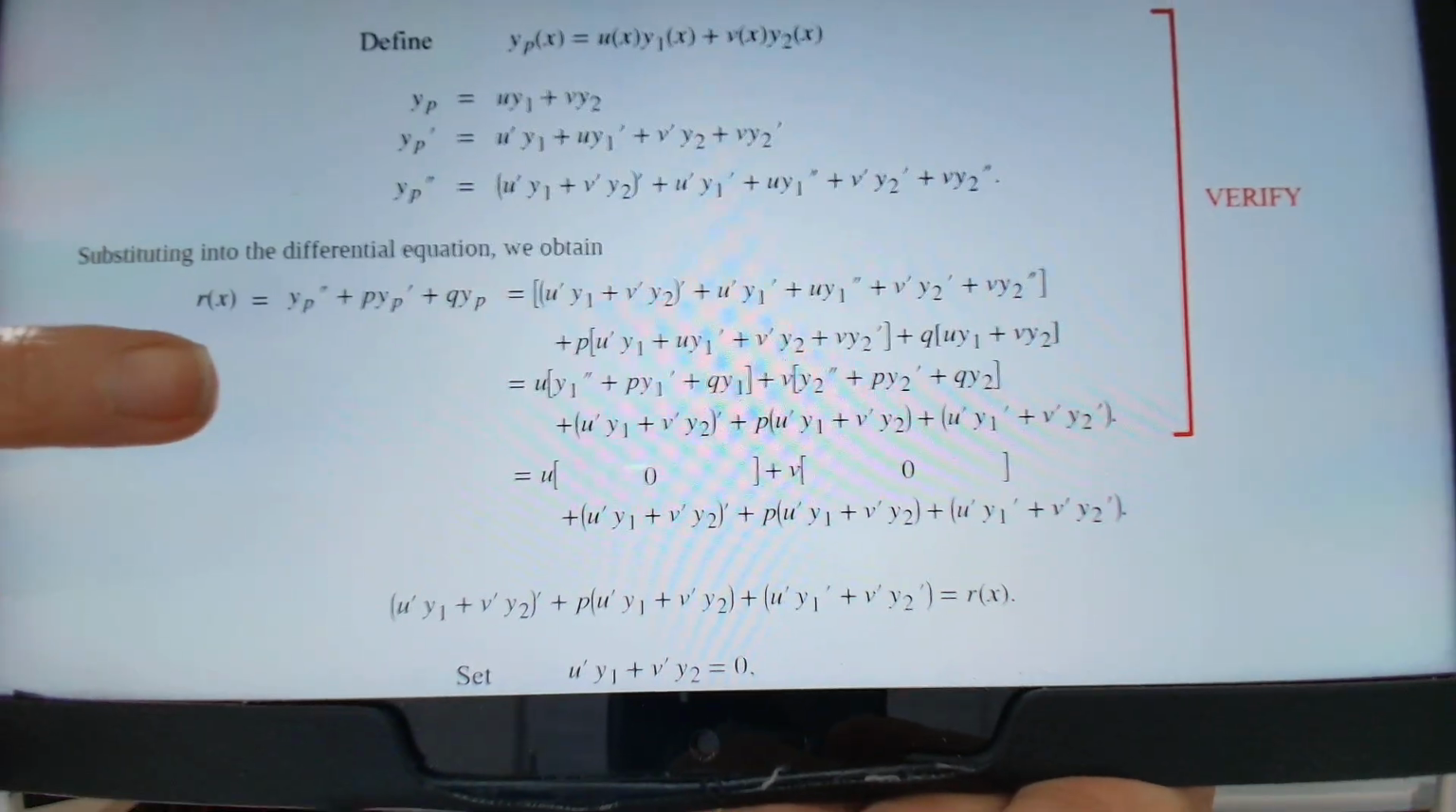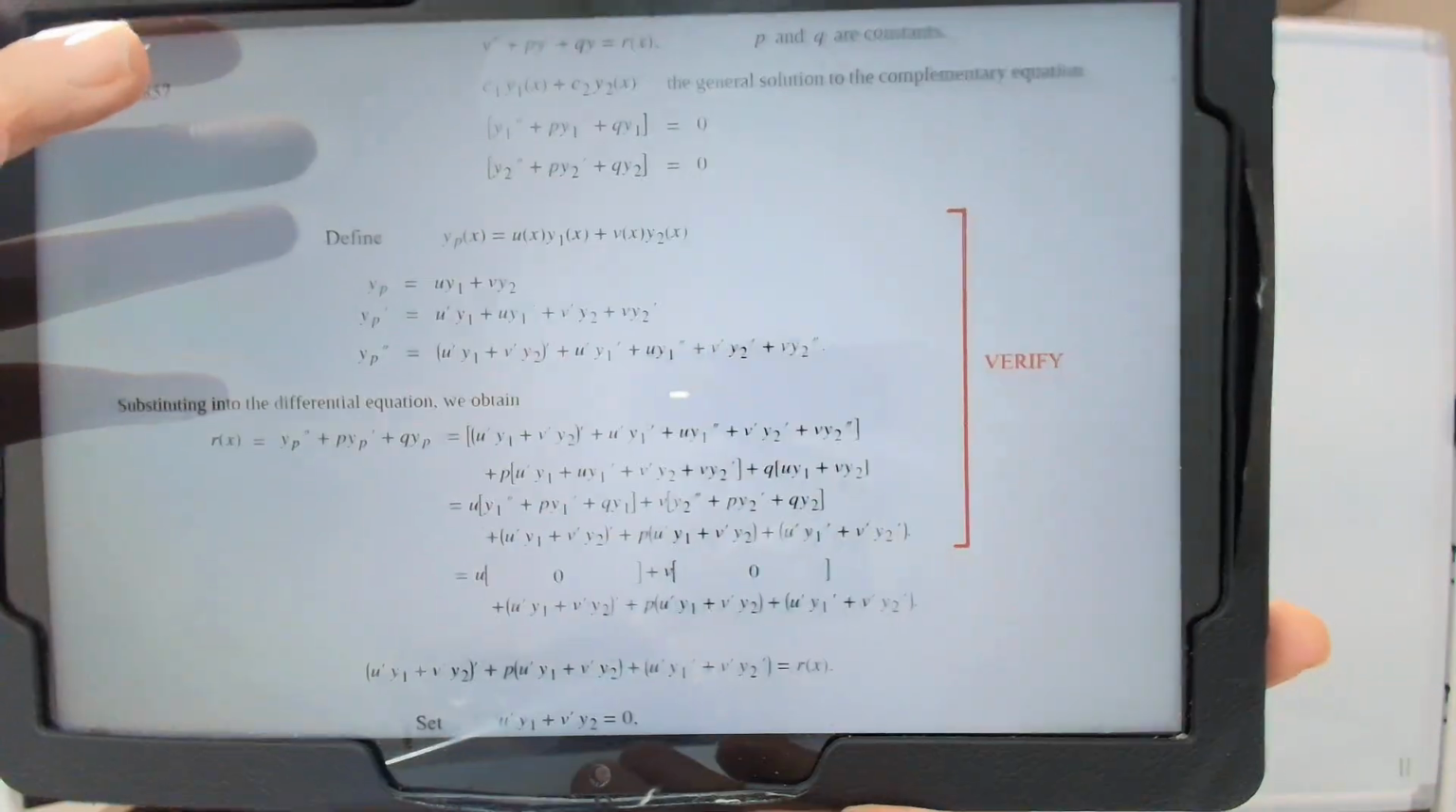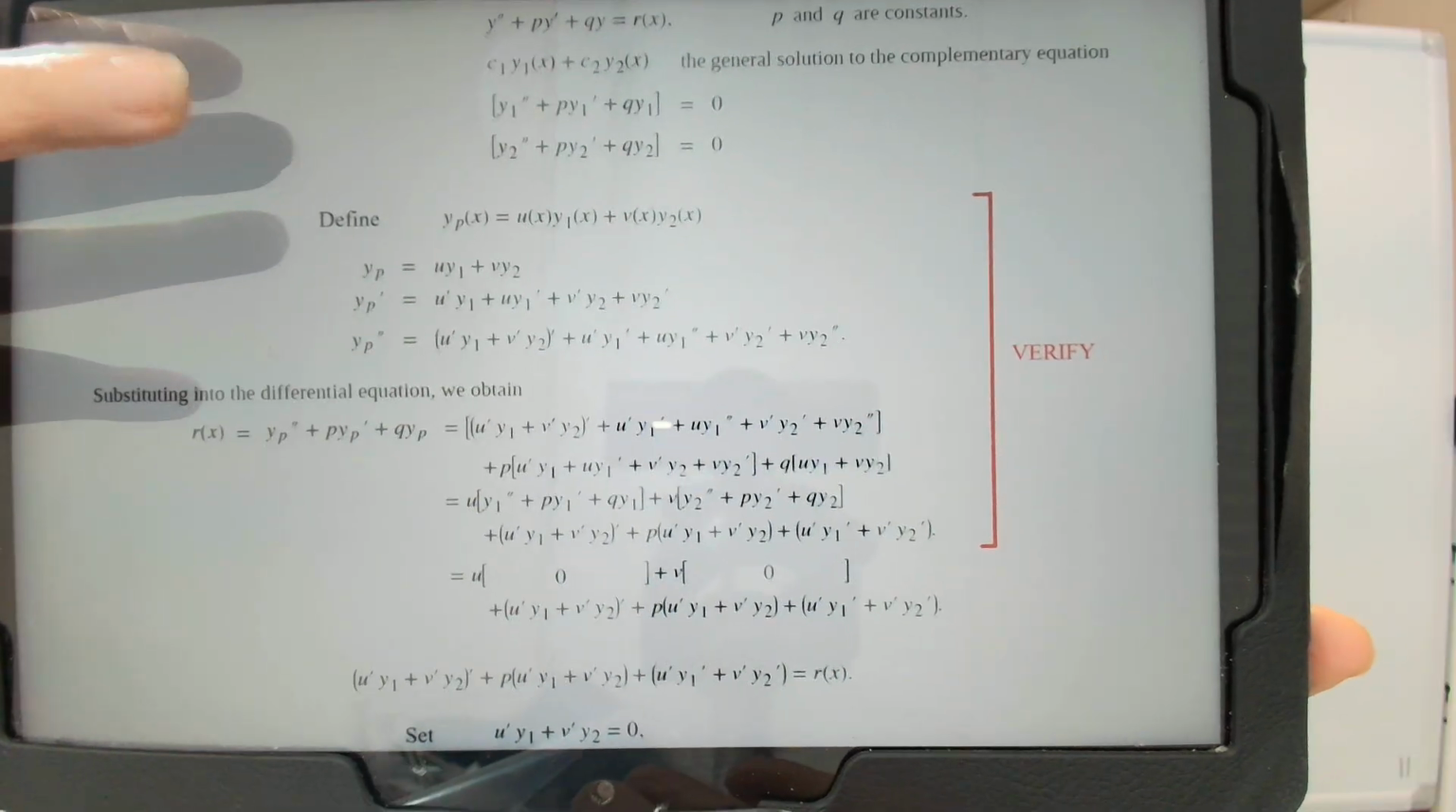You notice that the two things in brackets are both 0 because we mentioned it earlier, okay? That's the thing about y1 and y2.